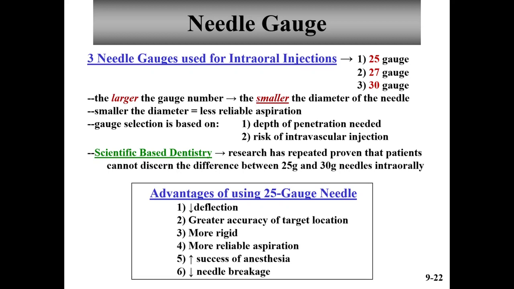There's a greater accuracy of target location with a 25 gauge versus a 27 or 30 gauge, because of the same reason. You get less deflection, less movement. They're more rigid. That means they're less likely to break. You get more reliable aspiration. That's a big reason to use a 25 gauge. Because of all of these things, 1 through 4, there's an increased success in gaining anesthesia when you use 25 gauge. And because of 1 through 4, you're less likely to have needle breakage.